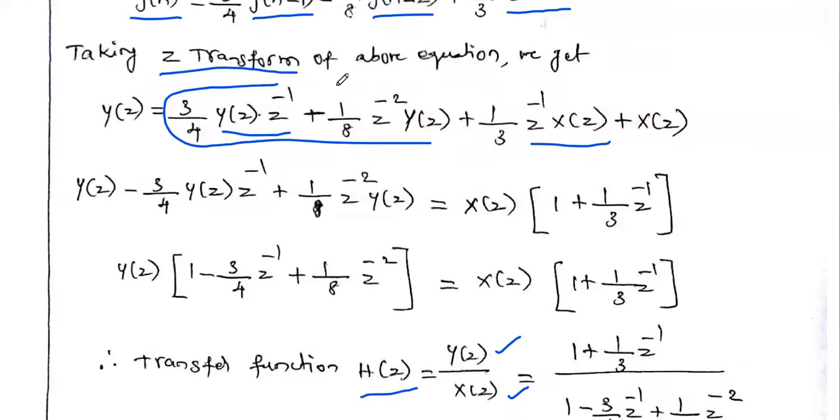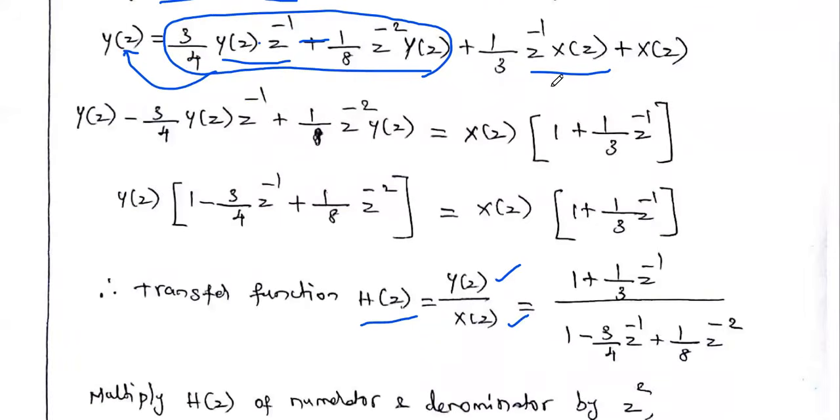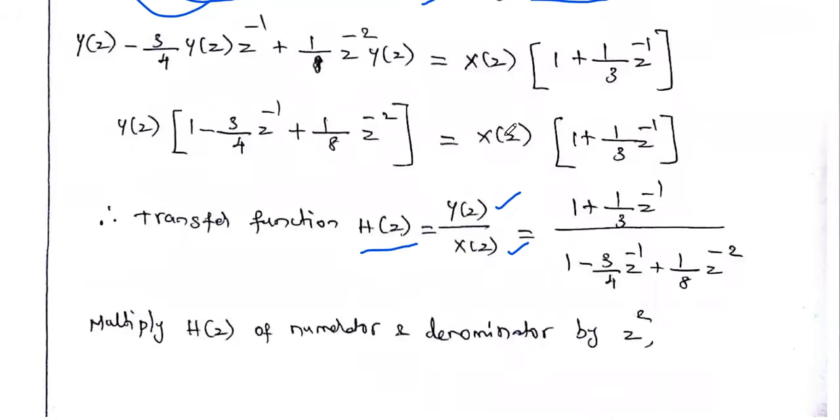Then you see here the Y of z terms are there. Give these Y of z terms to the left side. After moving to the left side, there are three Y of z terms: Y of z minus 3 by 4 z inverse Y of z, plus the minus 1 by 8 term, which is coming to the left side, means it is converted to plus 1 by 8 z power minus 2 into Y of z. Similarly, X of z is common, so take X of z as common. We have to write 1 plus 1 by 3 z inverse. Then in these three terms take Y of z as common.